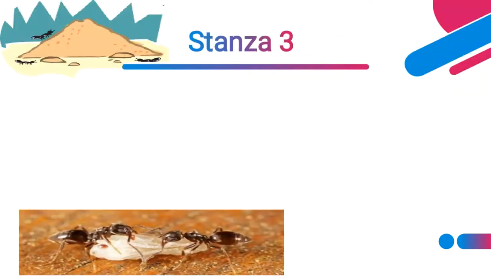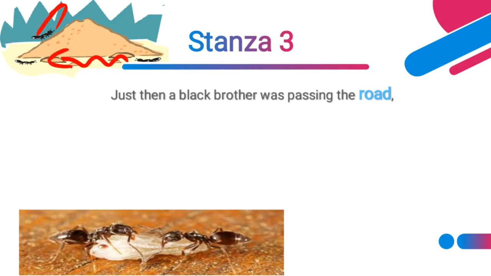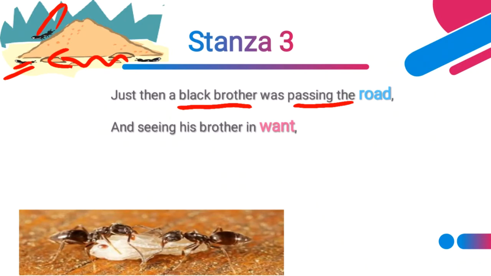Now let's move on to stanza 3. So this neighbor ant went, and on his way one more ant is coming. Just then a black brother was passing the road. So this little black ant was very sad because no one was there to help him carry a large grain of wheat. Then when it was sitting very sad, one black brother was passing the road. Who was passing the road? A black brother ant. And seeing his brother in want.